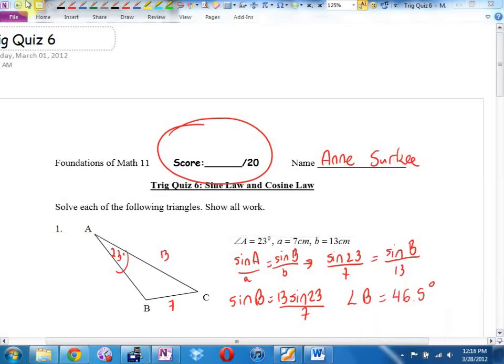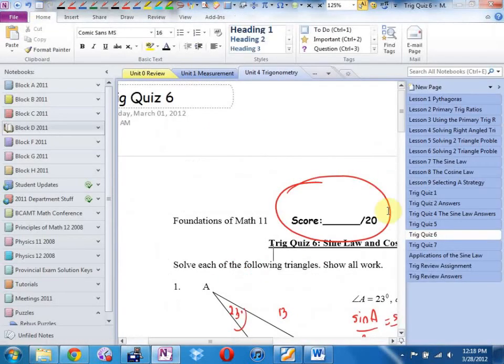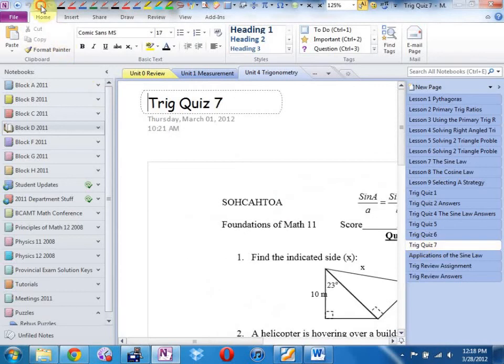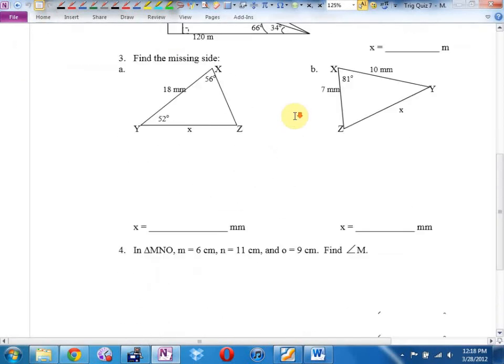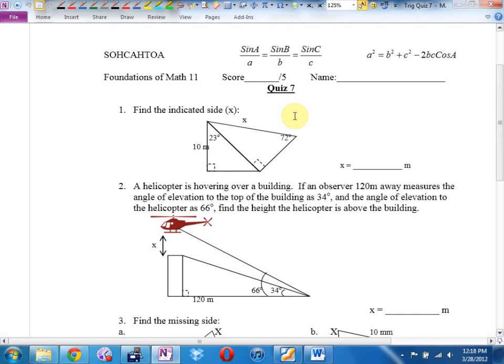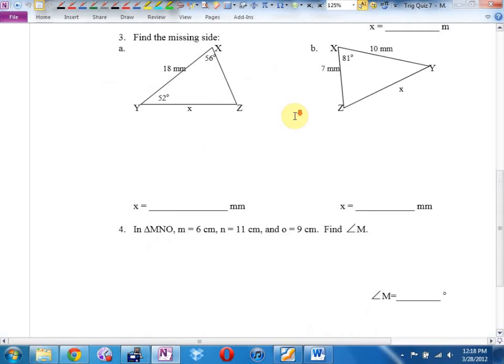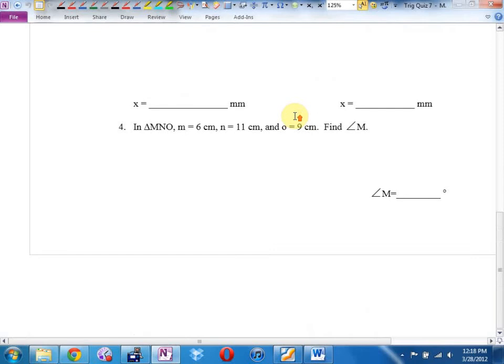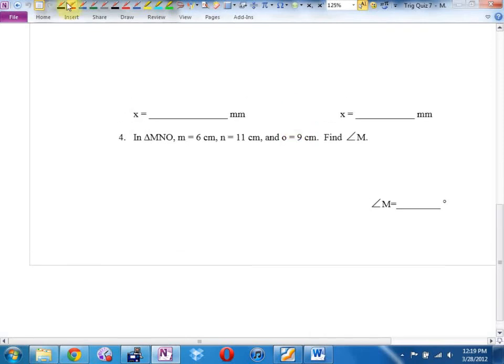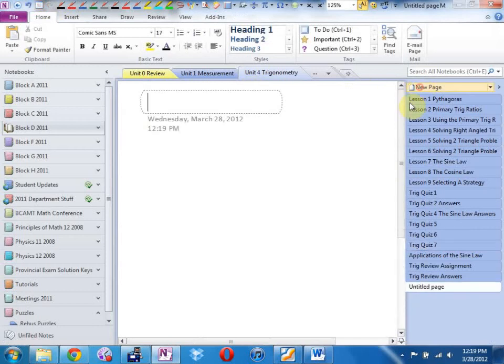So take a quick look at quiz number 7 here that I just handed out. Trig quiz 7. I think it's just a 1-pager. What I like is it has a little bit of everything on it. It's got some SOHCAHTOA, it's got some sine law, some cosine law. 5 marks, 1 mark each. What else are you working on today? Work on the trig review, and then I'm going to give you one more thing here, and then we're done.